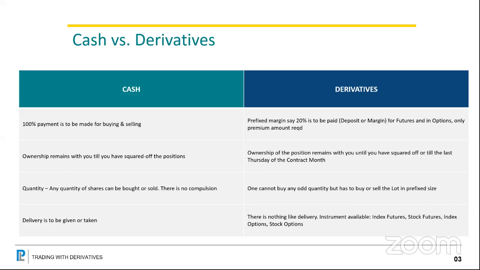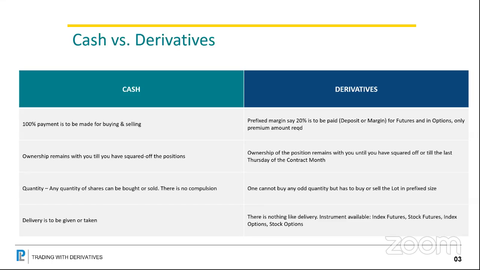In cash, the main benefit is that whatever you buy or whatever portfolio you hold, the ownership remains with you until and unless you have squared off your positions. There is no time limit to what you want to do when you're sitting on cash market. But in derivatives, it doesn't happen that way. Because in derivatives, we are holding the ownership of the position or the stock that we have bought till we square it off, or at least till the last Thursday of the contract month.